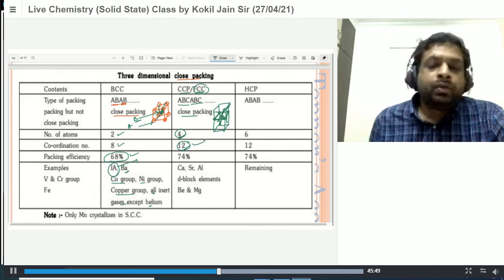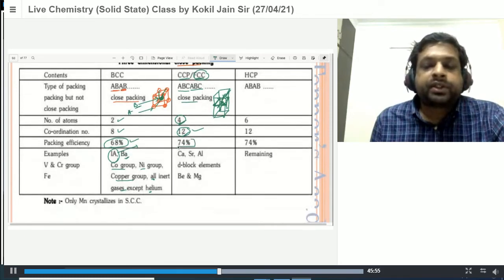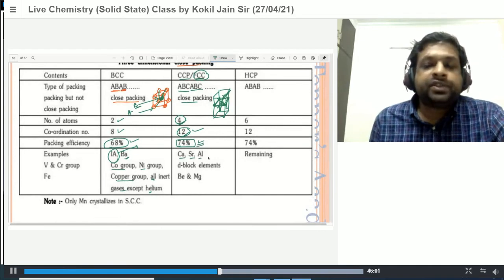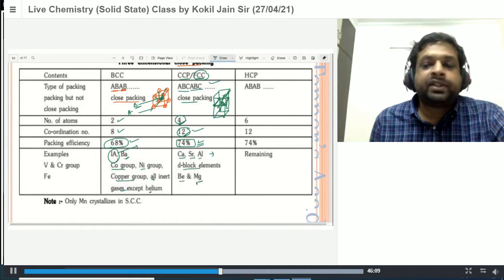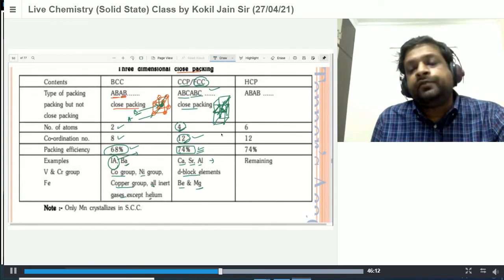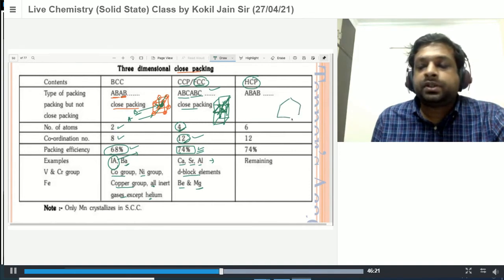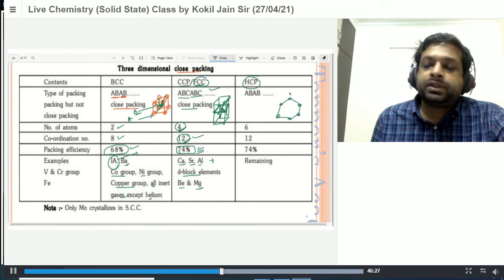Now the packing efficiency here is 74%. Calcium, strontium, aluminum are the type of elements which are found in FCC lattice. The d block elements, beryllium, and magnesium also form this type of lattice. Now, if we see the hexagonal close packing, you remember, this was the arrangement here, one by one, elements were present here, like this, I think.